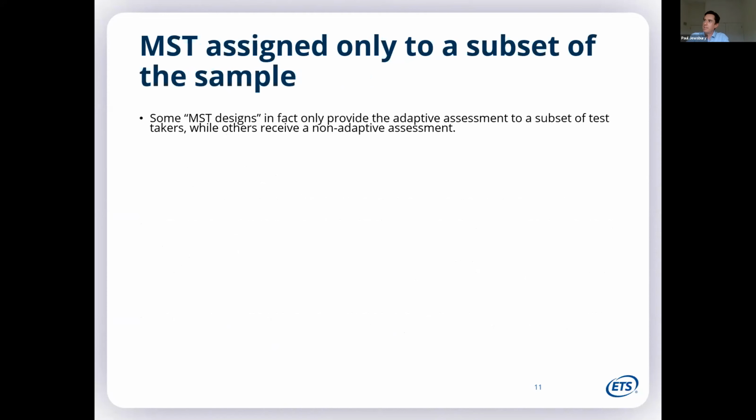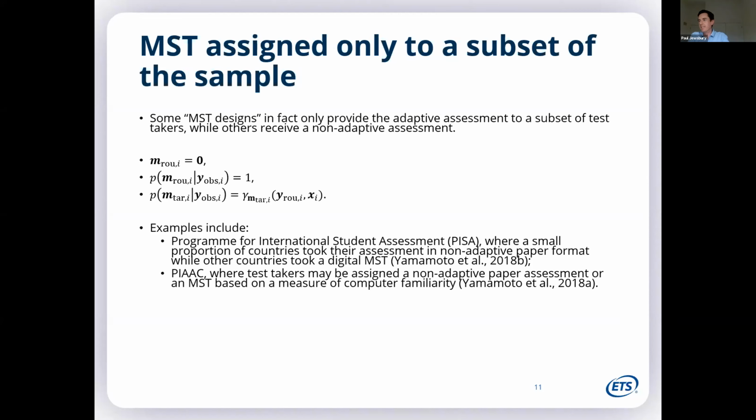And the final type is MST assigned only to a subset of the sample. So some MST designs, in fact, only provide the adaptive assessment to a subset of the test takers, while others receive a non-adaptive assessment. That's a bit more complicated to describe, but examples include PISA and PIAC, where a proportion of the test takers, depending on their countries in PISA or depending on their computer familiarity in PIAC, will not actually be given the MST, but instead will be given a non-adaptive paper-based test.